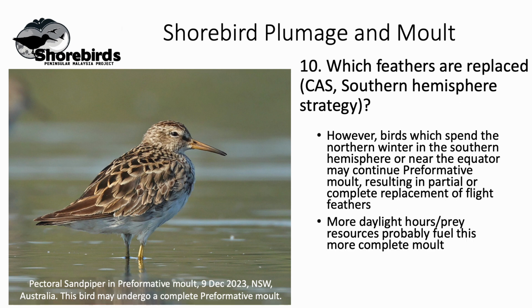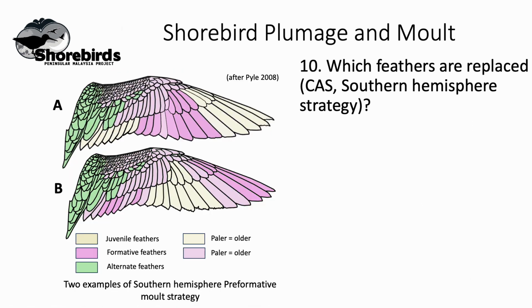And again, this is thought to be linked to the fact that there are more daylight hours and more prey resources, enabling them to have extra energy to undergo a more complete molt. So this is called the Southern Hemisphere molt strategy. Let me give you a couple of examples of the sequence of feather replacement. This is from Peter Pyle's book, which I mentioned earlier.